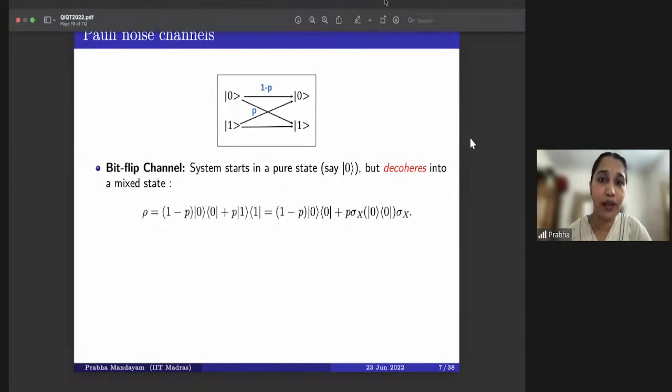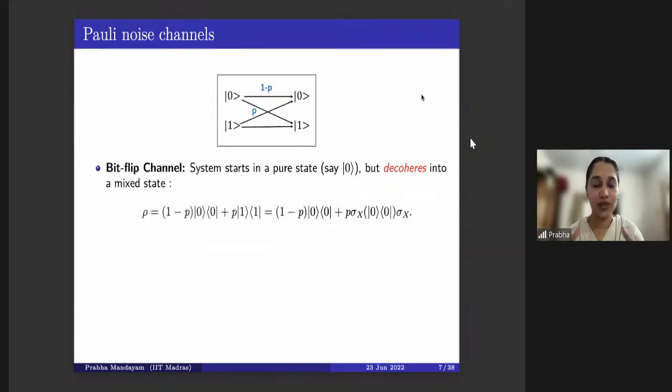One can think of other examples of such decoherence models, and this is probably one of the simplest models that everyone may have already seen or encountered. This is the bit flip, right? The classic bit flip. It happens for classical bits also. There is a certain probability with which the 0 will flip to a 1, and a certain probability with which 1 will flip to 0. There is a certain probability 1 minus p with which 0 will remain unchanged and 1 will remain unchanged, right?